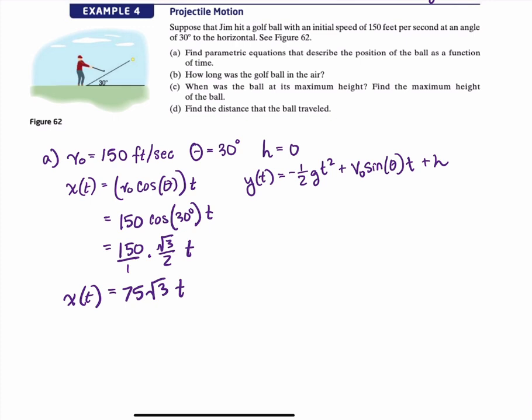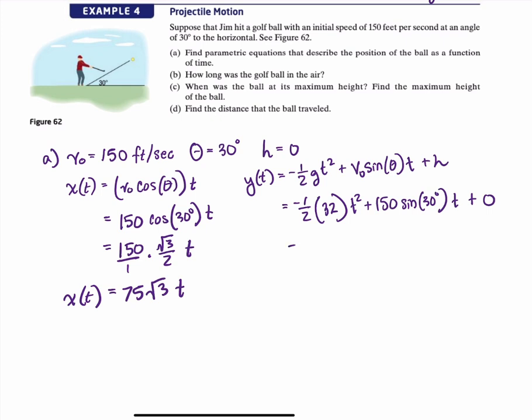So let's plug in what we have. We'll have negative 1/2. For g, we'll use our 32 feet per second since we're in terms of feet, t squared plus initial velocity was 150 times the sine of 30 degrees times t plus 0, because our initial height was 0.